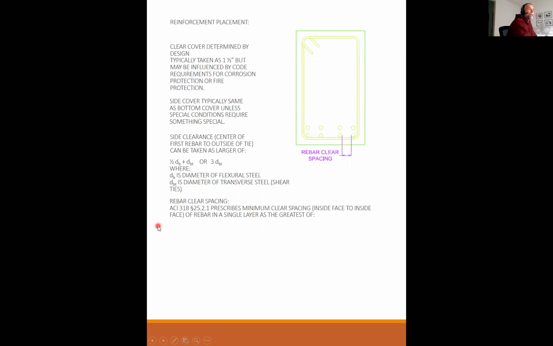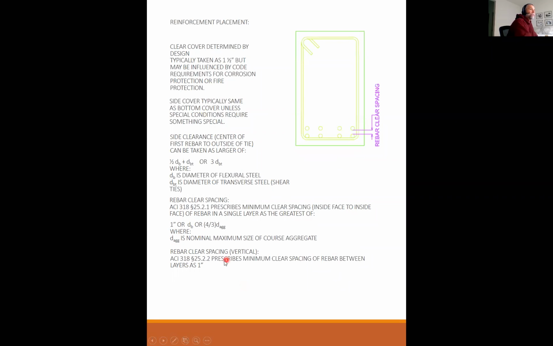Rebar clear spacing: ACI 318 section 25.2.1 prescribes minimum clear spacing, inside face to inside face of rebar in a single layer, as the greater of 1 inch, the diameter of the bar, or 4/3 times the diameter of the aggregate, which is kind of hard to know if you're not the concrete mix designer. But usually you design it based on the first two criteria, and then somebody will size the aggregate appropriately so that it fits. The whole issue is you've got to get the rocks and sand in your concrete mix to come through the rebars and fully contain all the way around these layers, where dAG is the nominal maximum size of the coarse aggregate.